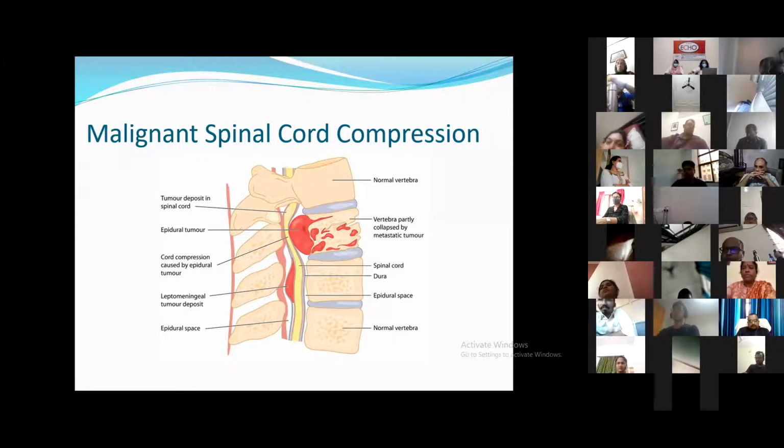Actually, you can classify the compression as extradural or intradural, so you can actually know the possible underlying cause. So if the malignancy is compressing the spinal cord, am I audible?